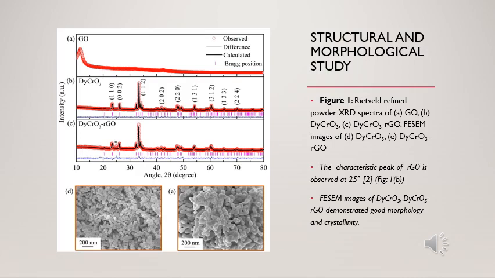The structural properties of the synthesized graphene oxide dysprosium chromide and reduced graphene oxide dysprosium chromide nanocomposite have been investigated by the Rietveld refined powder XRD spectra as illustrated in figure 1A to C, and the characteristic peak of RGO is observed at 25 degree. FESEM images of dysprosium chromide and dysprosium chromide reduced graphene oxide demonstrated good morphology and crystallinity in the figure D and E.